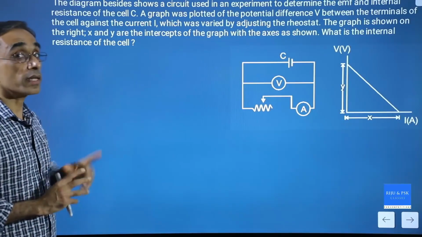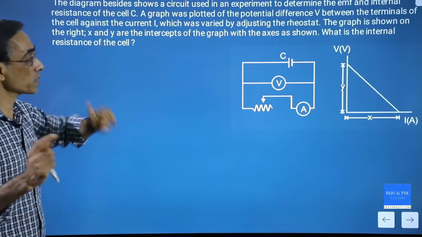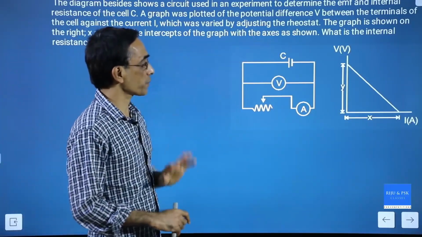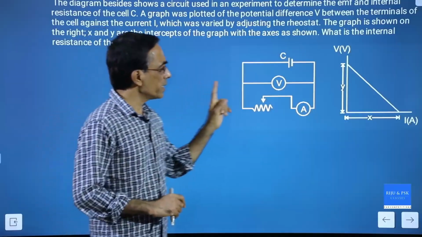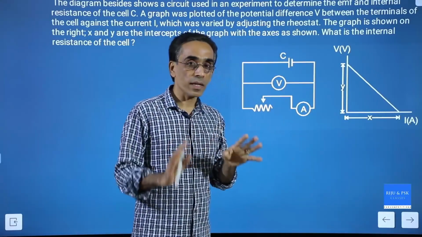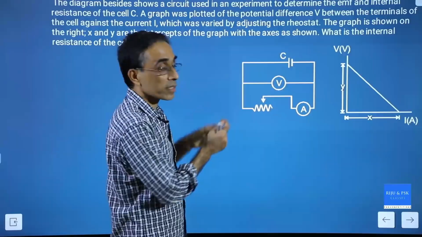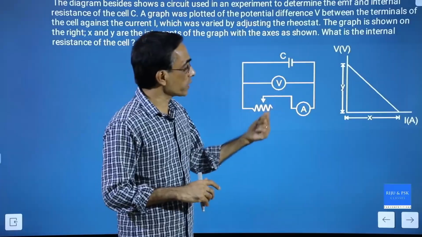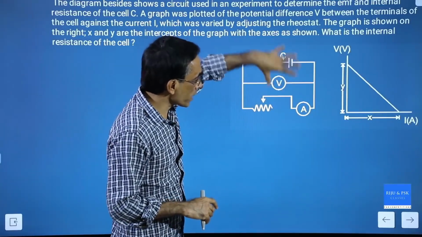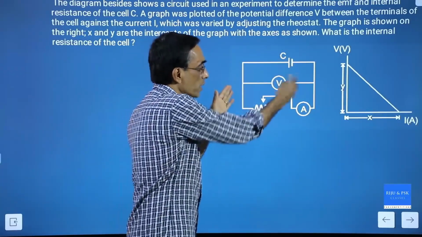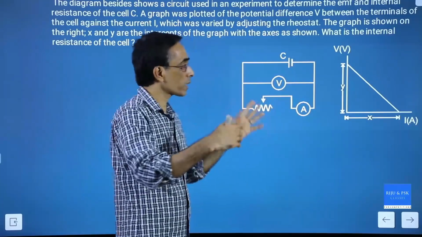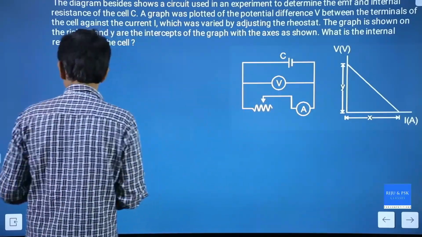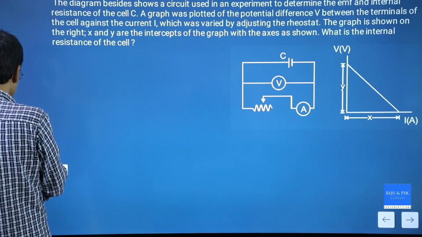This is the question. Pause the video and read again. See the circuit. When you get a voltmeter and ammeter in a circuit, it makes it look complicated, and it scares you. Every time, work out the circuit without the voltmeter and ammeter. Remove them and analyze the circuit so that it becomes easy and simple.